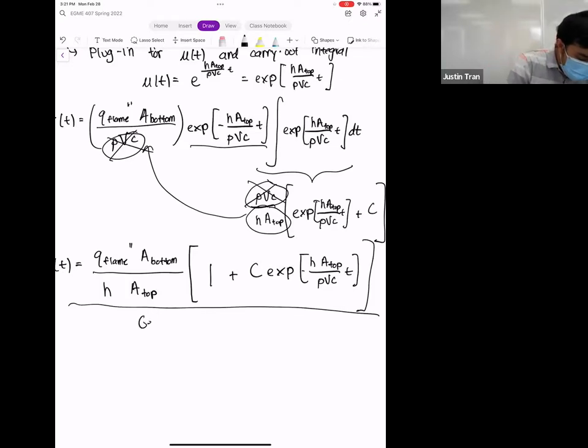All right, and I'll pause here for a second because this right here is our general solution. It's a general solution because we have it in terms of an arbitrary constant C. Okay? And now we're going to need to apply an initial condition to solve for that constant C.